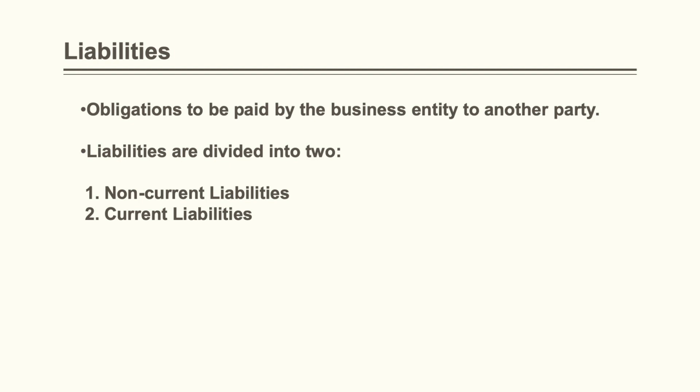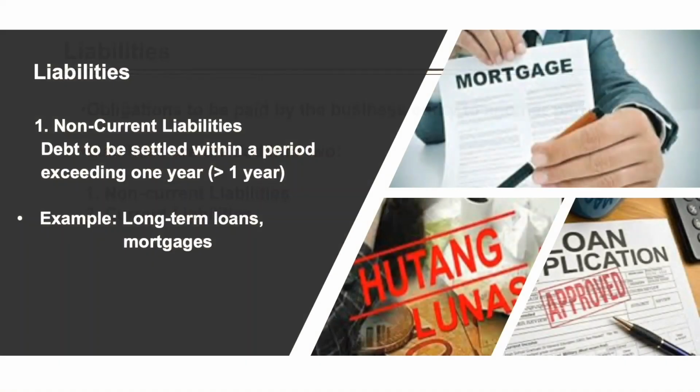This liability is divided into two types. First is non-current liability. When I'm saying non-current liability, that means it's more than 1 year. These are debts to be settled within a period exceeding 1 year. Examples: long-term loan, mortgage ataupun gadai janji. This is a picture of a loan application, mortgage.